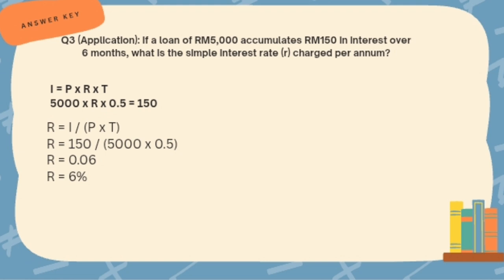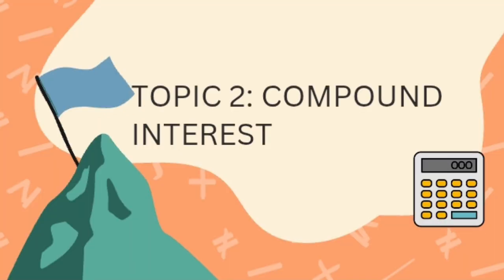The principal is 5,000 ringgit. The interest earned is 150 ringgit. And the time period is 6 months or 0.5 years. Using the simple interest formula I equals PRT, the interest rate is calculated as 6% per annum.